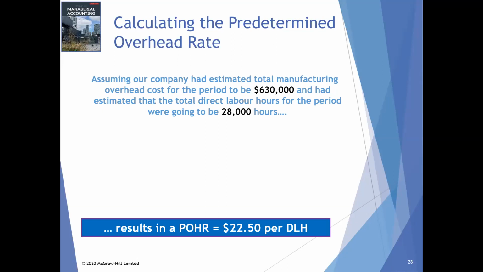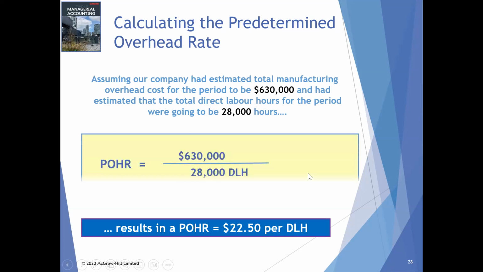The result will be: POHR, the predetermined overhead rate, is calculated, that is 22.50 per DLH, meaning direct labor hours. So this is in front of you: 630,000 divided by 28,000 hours. DLH, direct labor hours, that we have taken as a base.